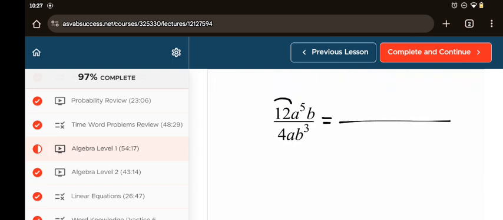Okay, so let's work this one out together. Here, we have 12 divided by 4. With numbers, we divide them regular. 12 divided by 4 is 3, so that one goes on top. 5 minus 1 is 4, positive 4, so it goes on the top. And then we have 1 minus 3, which is negative 2, so it goes on the bottom. So 3a to the 4th over b squared.